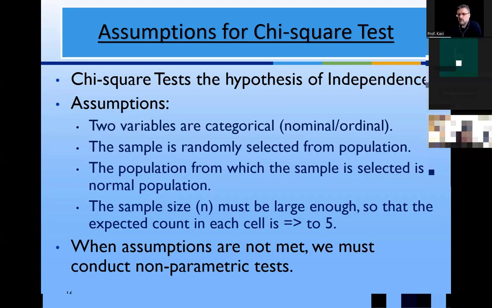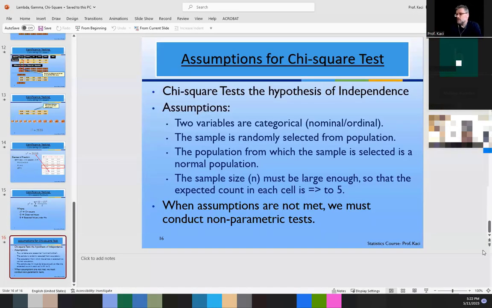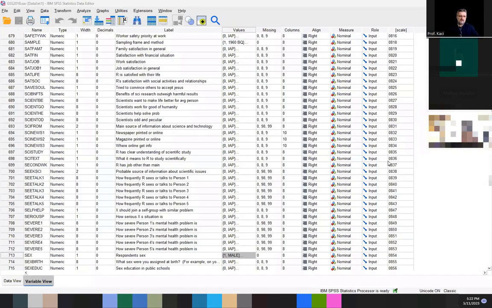So when assumptions are not met, we must conduct non-parametric tests. Chi-square is also a very robust test. You know, it's in the family of non-parametric tests as well. But there is no time in this class to get to those other non-parametric testing. Okay, so this is it. This is the theoretical understanding of cross tabulations and chi-square, and the measures of association. But what about in practice?